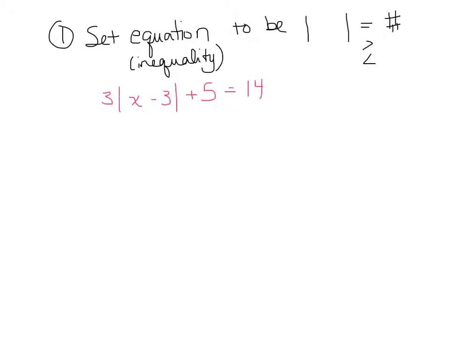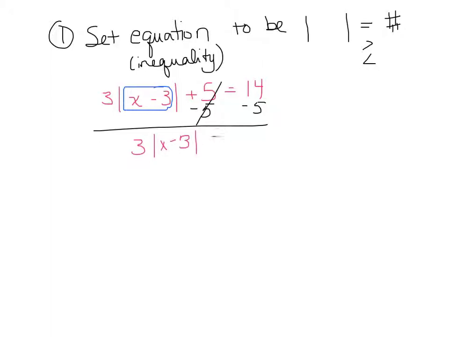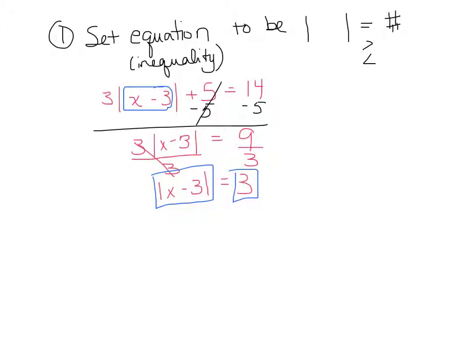What I would need to do first is subtract 5, keeping in mind I cannot touch anything inside the absolute value symbols. That has to stay. So then I have 3 times what's in the absolute value symbols is equal to 9. And then I would divide by 3 because it's outside the absolute value. So I would say the absolute value of x minus 3 will equal 3. This is going to be your first step, to get it so that there's an absolute value symbol by itself on one side and then a number on the opposite side.